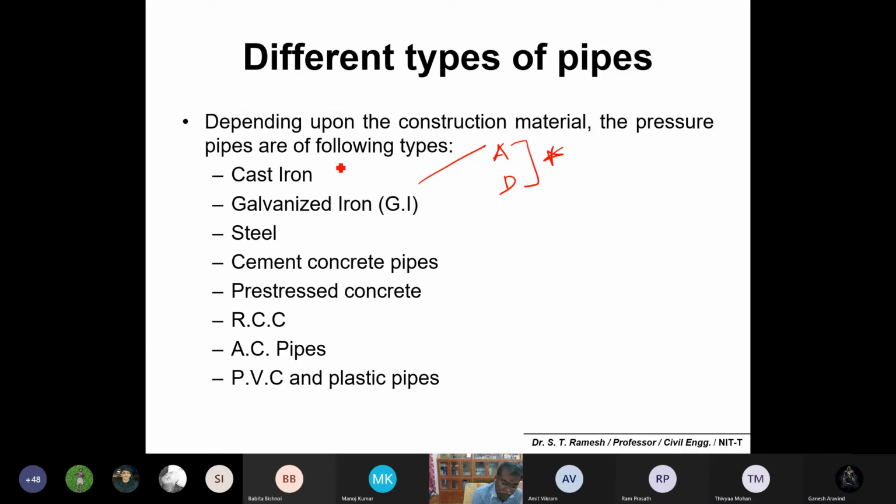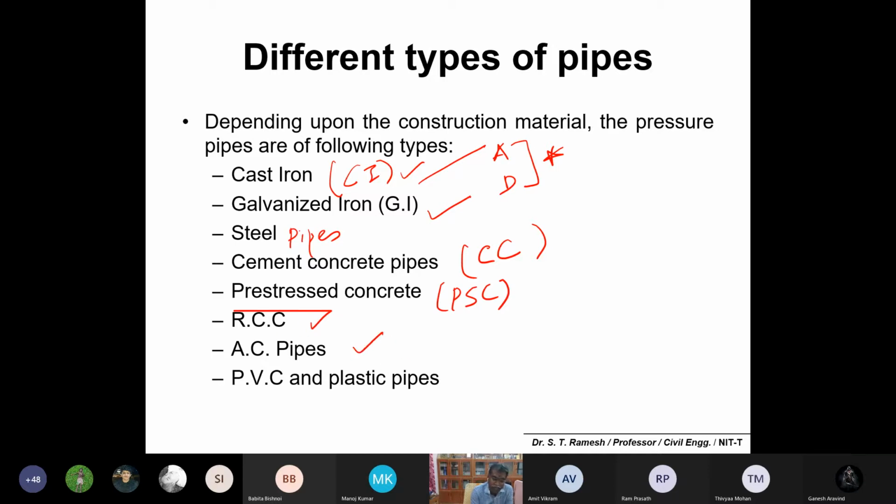Please remember, you would have heard about these terms at the household pipe level also, but be familiar with them. Cast iron pipes, CI pipes, GI pipes, galvanized iron pipes, steel pipes, and CC pipes, cement concrete, and PSC pipes, pre-stressed concrete pipes. RCC is reinforced concrete pipe. AC pipes are asbestos cement pipes, and PVC is polyvinyl chloride pipes. Is it all right? So these are the terms you would have heard about.